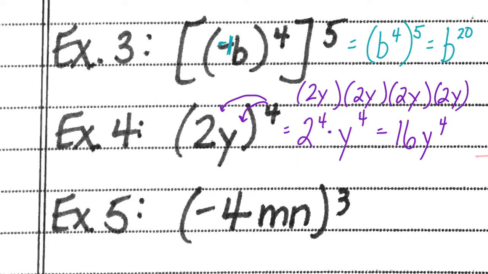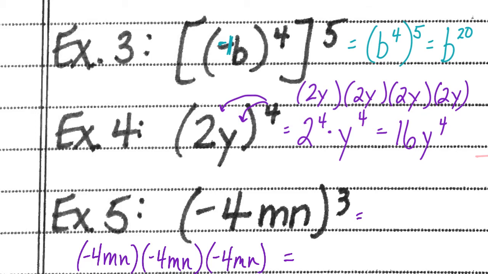Same thing happening with this one, negative 4mn to the third power. Again, this is just saying negative 4mn 3 times. Good thing you know your cubes. We need to have another one of those tests, quizzes. Well, I know that negative 4 times negative 4 times negative 4 is a negative 64. And I have 1, 2, 3 m's and 1, 2, 3 n's.